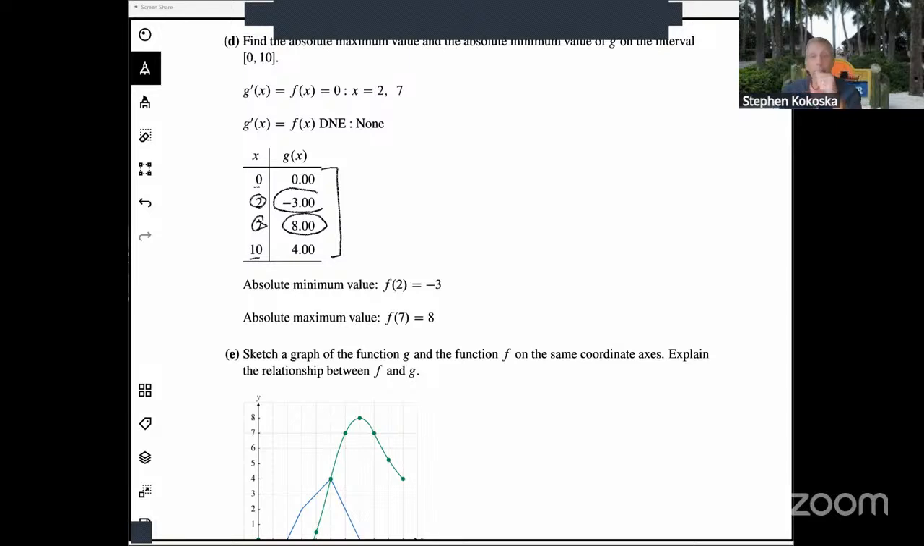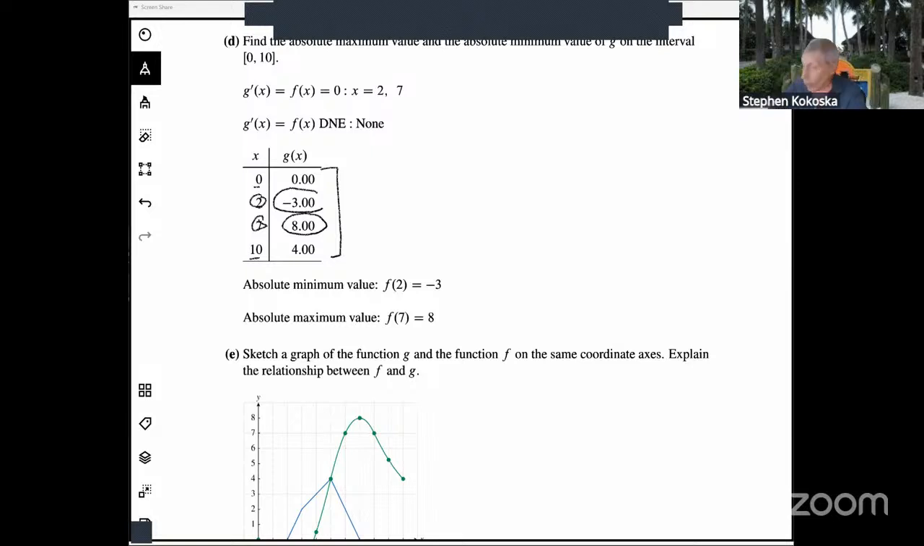Just as an aside, that reminded me that on the AP exam, when you are asked for the absolute maximum value, make sure that you do report that value of 8 and not just x equals 7. And it's not a good idea to report an ordered pair like 7, 8. If it asks for the maximum value, darn it, report the maximum value.